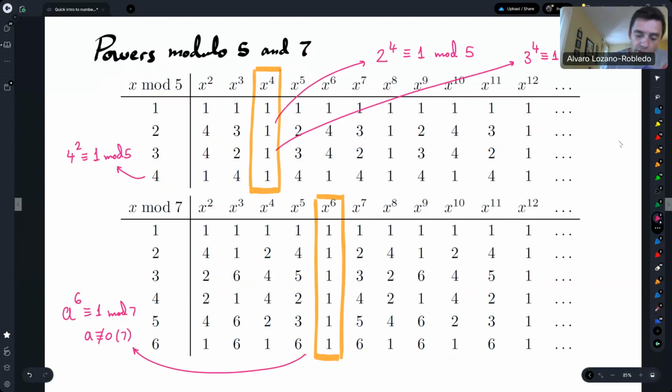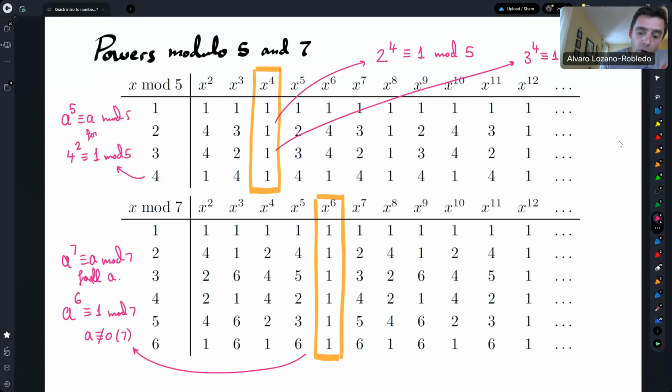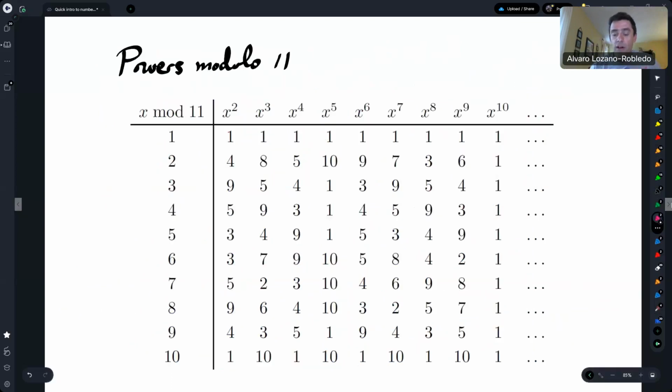So this tells me also that a to the 7 is congruent to a modulo 7, and a to the 5 is congruent to a modulo 5, for all integers a. So those are very interesting patterns. And is that true in general, that we have that property? Let's look at powers modulo 11. Does this happen for all numbers?